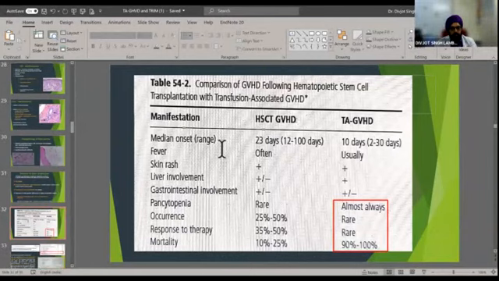So as compared to GVHD, why is it important to understand that TA-GVHD is more fatal? Because pancytopenia almost always occurs in TA-GVHD. Median onset is 10 days, range 2 to 30 days. Fever usually occurs. Response to therapy is rare, and mortality is 90 to 100%. Whereas in hematopoietic stem cell transplant induced GVHD, the response to therapy is 30 to 50% and mortality is 10 to 20%. So it is less as compared to TA-GVHD.